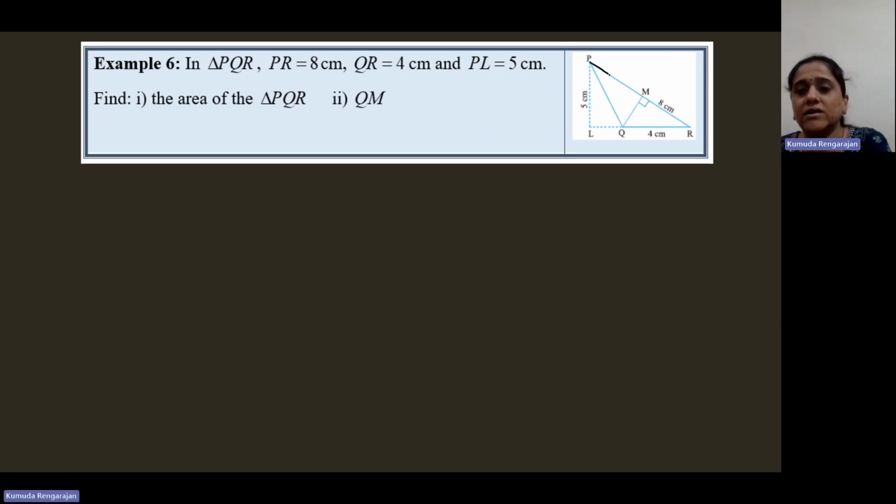If you take PR as the base to find the area of this triangle, you should take QM as the altitude. Any side you can take as the base, but you should know the corresponding altitude. So you can take 8 centimeters as the base, but do you know the length of QM? No. Then you cannot find the area using half into PR into QM. Correct?